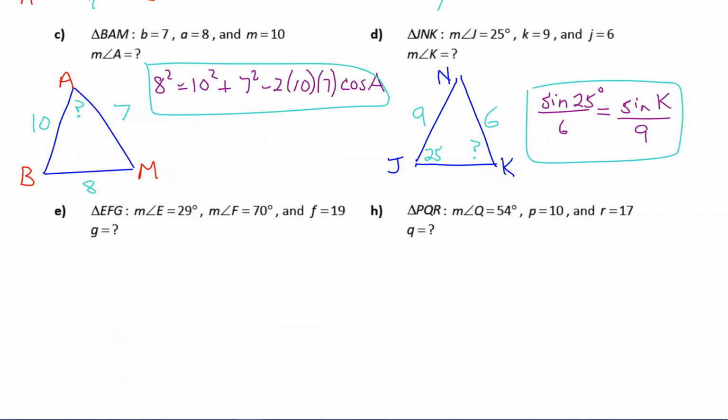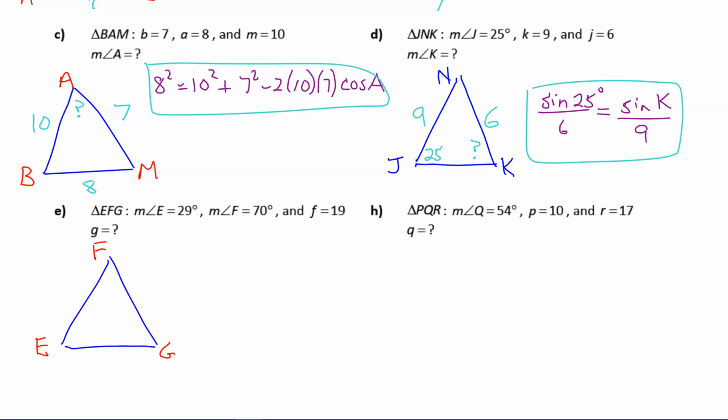All right, did you get the proportion sine of 25 over 6 equals sine of angle K over 9? That would use the law of sines since we have 2 sides and 2 angles mentioned. All right, let's try E together. In E we have triangle EFG, and we have 2 angles and 2 sides mentioned.